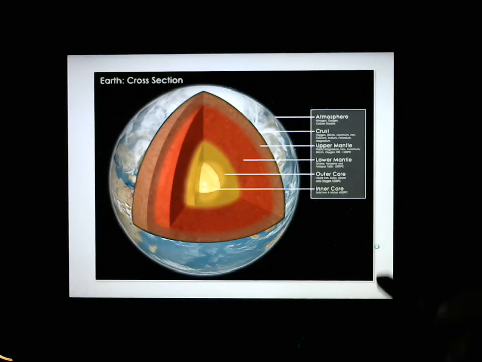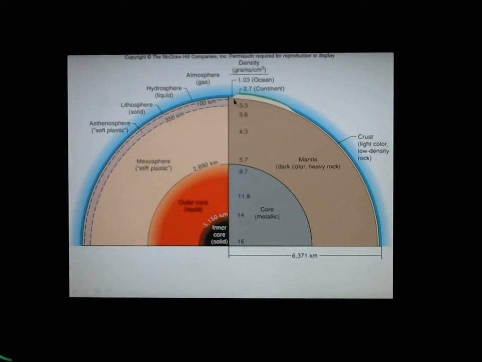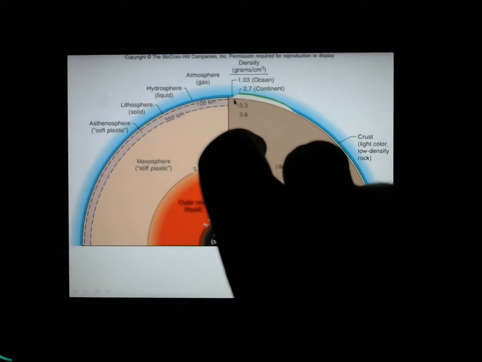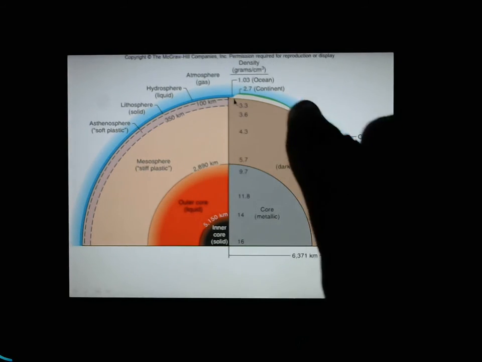Now, here is a diagram, and you can see here we've got our mantle, we've got our crust, and we've got our core.